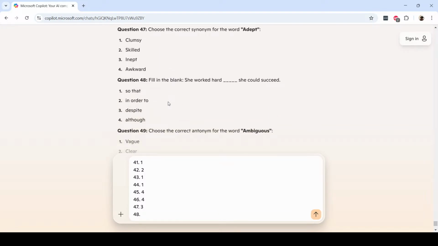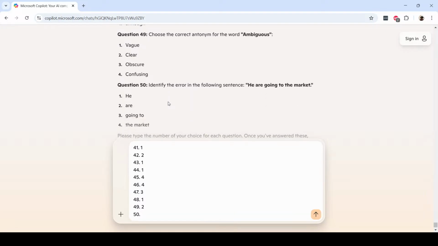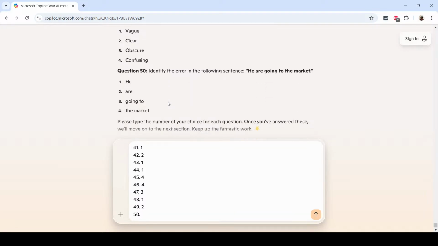She worked hard so that she could succeed. Like me. Correct antonym. Ambiguous, ambiguous. Clear. Error in the following sentence. He are going to the market. He is.